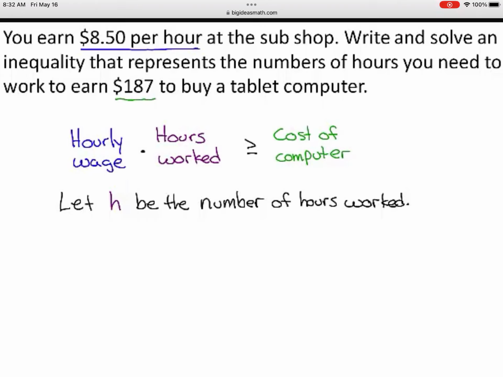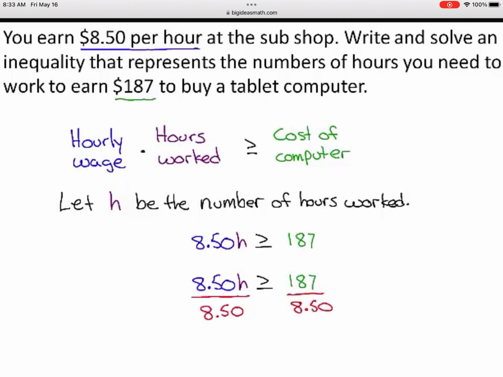Substituting 8.50 for the hourly wage, H for the hours worked, and 187 for the cost of the computer gives 8.50H is greater than or equal to 187. Next, use the division property of inequality. Divide each side of the inequality by 8.50.